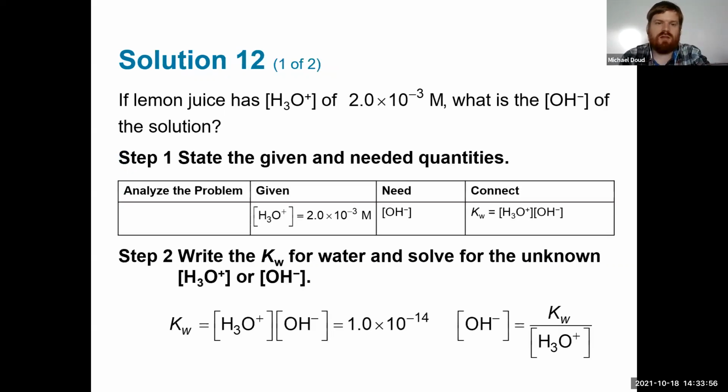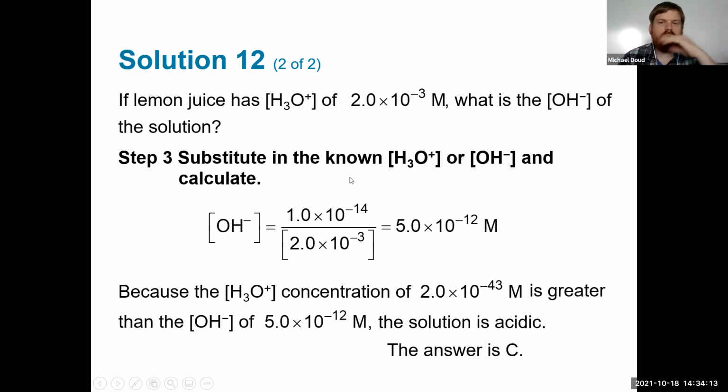Okay, and let's take a look. Well, step one, we're given the hydronium ion concentration, and we need the hydroxide ion concentration. So clearly we need to use our Kw expression to solve it. And we know that the hydroxide ion concentration is equal to the Kw divided by the hydronium ion concentration. Well, plug in our number here. Our hydronium ion concentration, 2.0 times 10 to the negative 13th, Kw, 1.0 times 10 to the negative 14th, divide it out, and you get 5.0 times 10 to the negative 2.